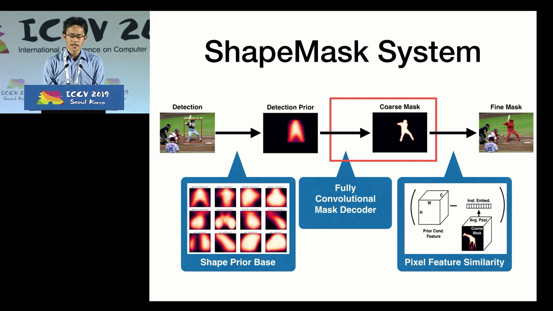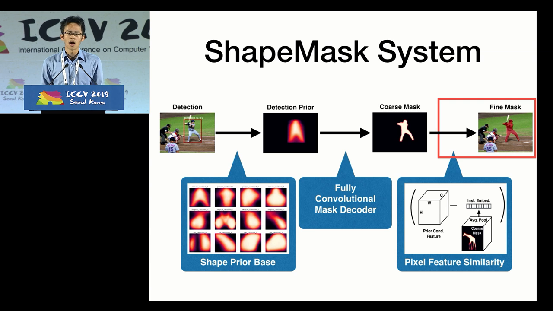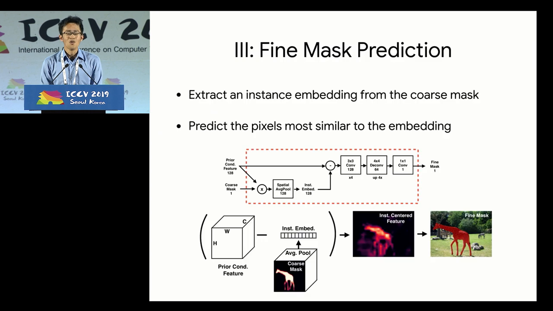Then we refine the detection prior into a coarse mask. We fuse the detection prior with the image crop features and feed it through a fully convolutional network. Then we refine the coarse mask into a fine mask. We extract an instance embedding from the coarse mask, and then we predict the pixels that are most similar to the embeddings as the foreground. This approach leverages the self-consistency within the object for better generalization.